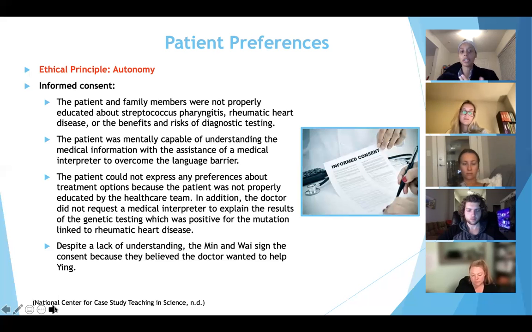In this scenario, the patient showed that she was mentally capable. She was able to understand all the language from her family members in her primary language of Chinese, and that shows that she could have really responded well to using a medical interpreter. Like I said, she couldn't express any preferences just because of the language barrier. And because Min and Wei, her family members, were feeling so afraid and nervous and wanted Ying to get help, they said, we'll just trust the doctor and sign it. They were feeling some sense of confusion, but they were most concerned about Ying getting medical help. So in this case, to summarize, autonomy was not really an option for Ying, unfortunately, just because of the language barrier.